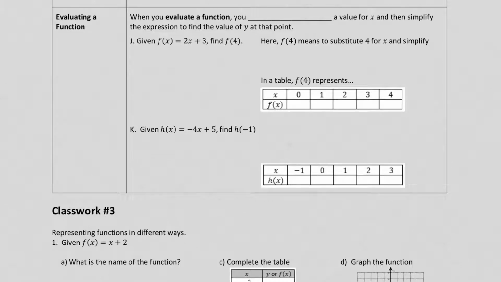Okay, next we're going to focus on how to evaluate a function. When you evaluate a function, you either substitute, or you might say input, a value for x and then simplify the expression to find the value of y at that point. So for example, example J, given f of x equals 2x plus 3, find f of 4.